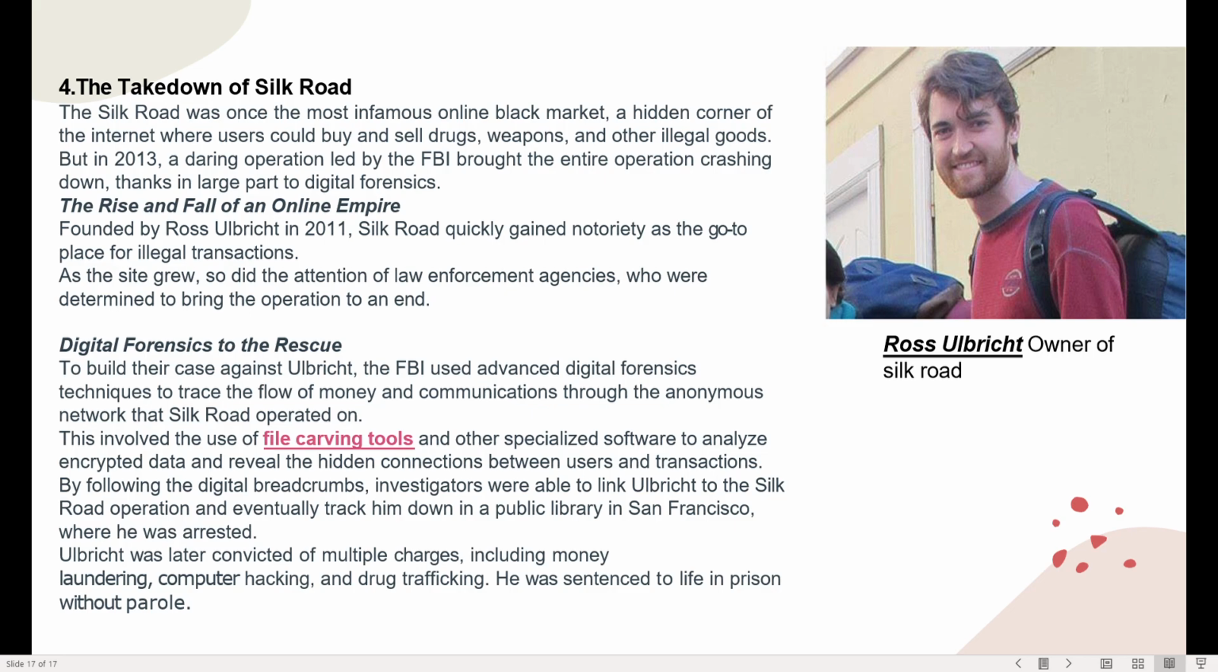After catching him, they used digital forensics tools and other techniques to collectively find the data on what he was doing and other things. Then Ross was later convicted of multiple charges, including money laundering, computer hacking, and drug trafficking. He was sentenced to life in prison without parole, and he was a Perl developer who made the Silk Road website using the Perl language.